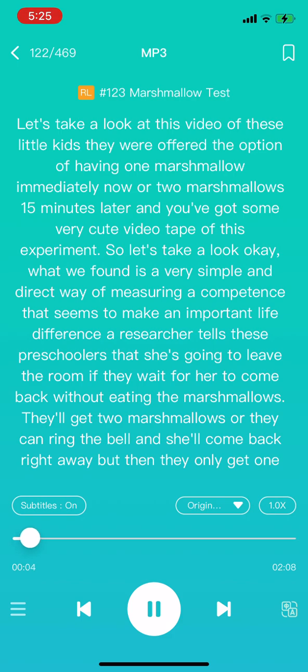Let's take a look at this video of these little kids. They were offered the option of having one marshmallow immediately or 2 marshmallows 15 minutes later. And you've got some very cute videotape of this experiment, so let's take a look. Okay.